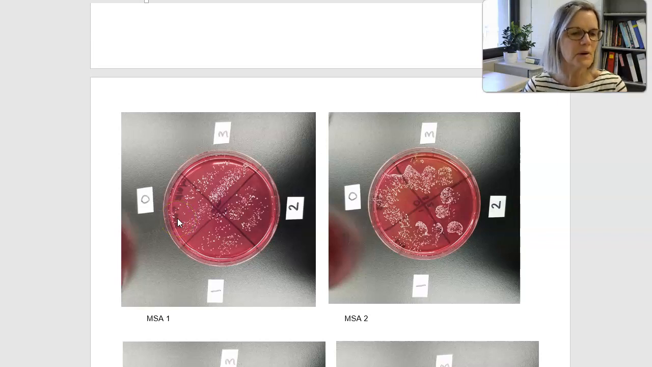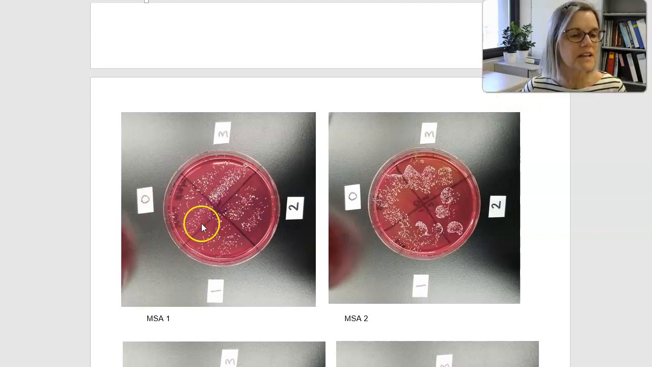The rating corresponds to what I'm going to call relative abundance. I'm not actually counting colonies. I'm not counting bacteria. I'm just saying, is there a little bit of bacteria? Is there a lot of bacteria? And I'm just going to give it a rating of relative abundance.